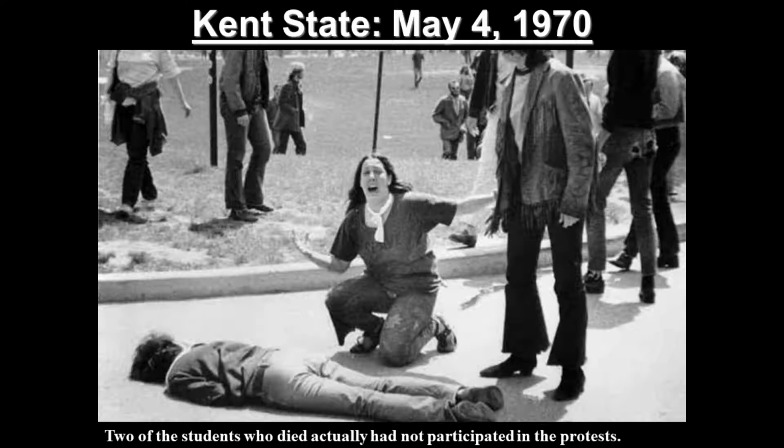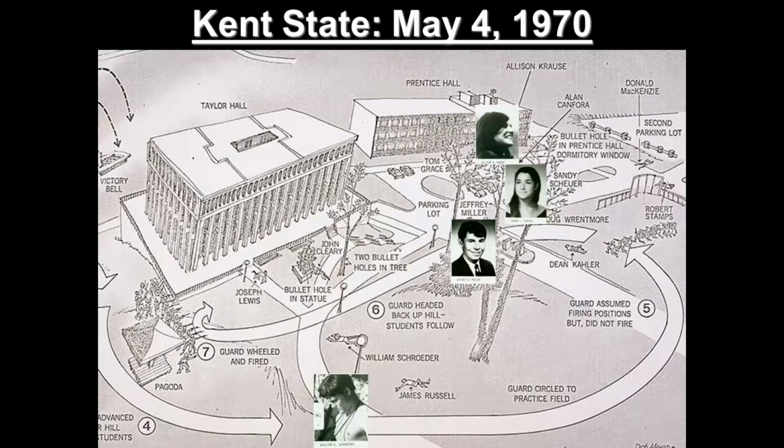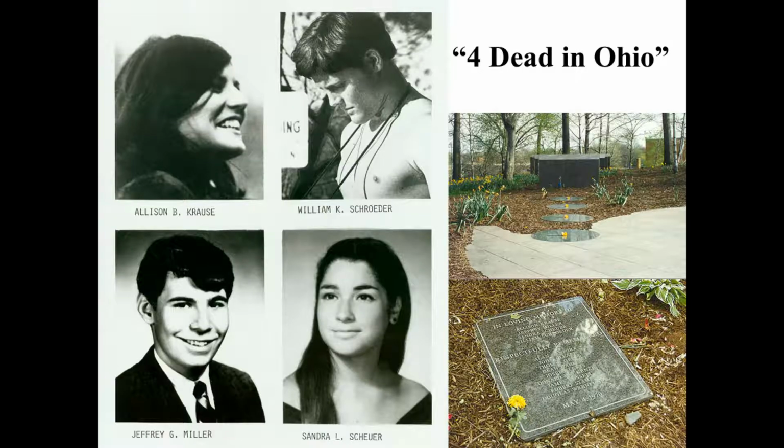In the end, 2 of the students who were shot and killed had nothing to do with the protests at all. They were merely traveling in between classes. 9 other students lay wounded. 4 students were dead. And that's why the song Ohio by Crosby, Stills, Nash & Young is basically "4 Dead in Ohio." It's about the 4 students who were killed in this protest, and about the response of Nixon and the governor and all of the people involved.